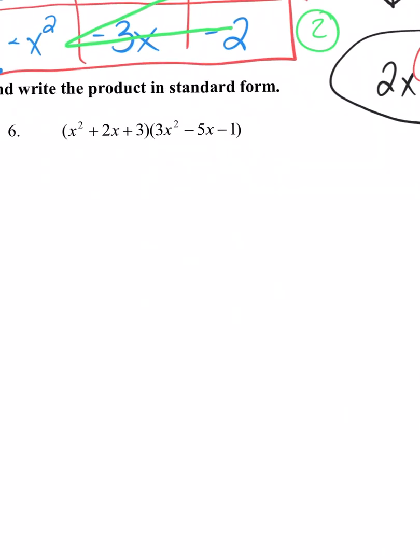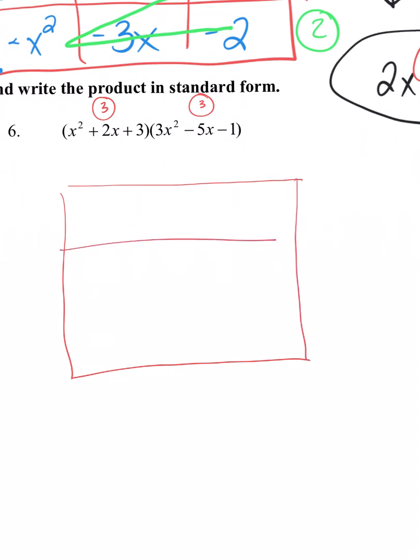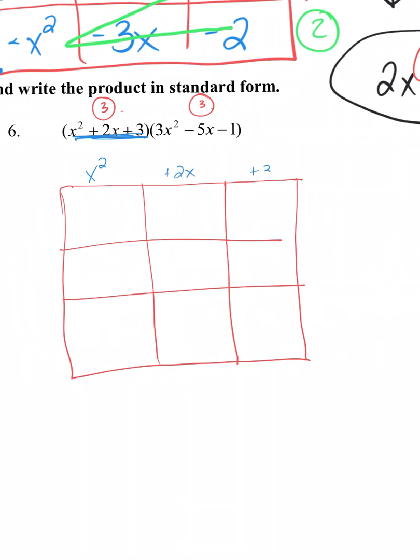Now, here is a little bit different because you notice that you have 3 terms in one parenthesis and 3 terms in the other parenthesis. So we need to make a box big enough that I could fit 3 terms on the left and 3 terms on the top. Okay? Now, when you have parentheses that are both the same amount of terms, the first one always goes on top. So x squared plus 2x plus 3. And then on the side, we have 3x squared minus 5x minus 1. Okay? Now, I know there's a lot of boxes and there's a lot of work, but we have to do it. Okay? So the box method keeps you very organized.